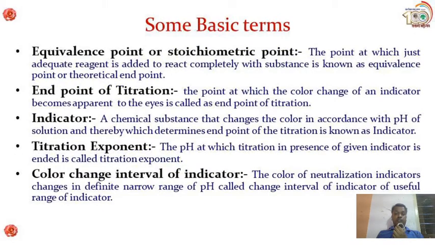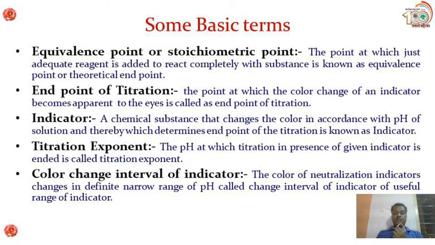Equivalence point or stoichiometric point: the point at which just adequate reagent is added to react completely with the substance is known as equivalence point or theoretical end point. The actual end point in the titration is the point at which the color change of an indicator becomes apparent to the eyes, called the end point of the titration.